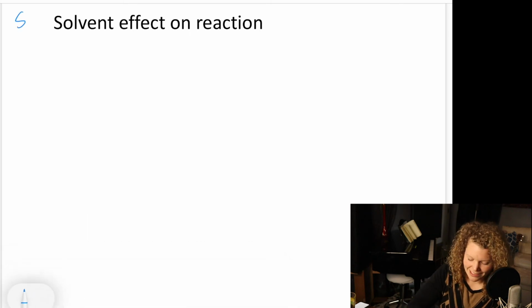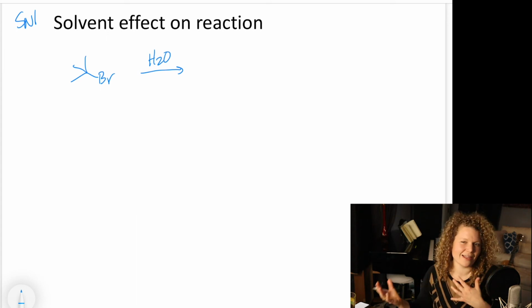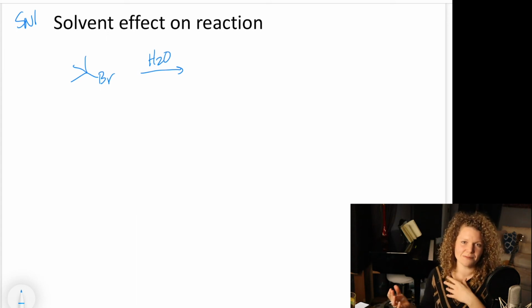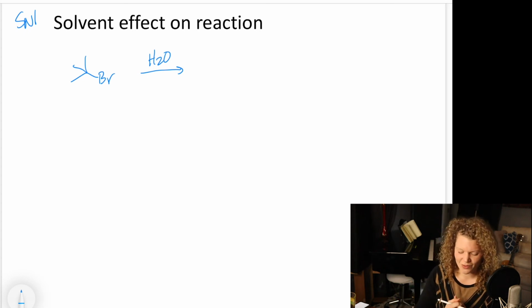Let's go over SN1. So for an SN1 reaction, we have our carbon with our leaving group. And then we typically use a nucleophile that isn't that great of a nucleophile, but it's not a good base. Otherwise, we could get E2. So let's just focus on SN1 now. So we have water here, and we've got a good leaving group on our alpha carbon.